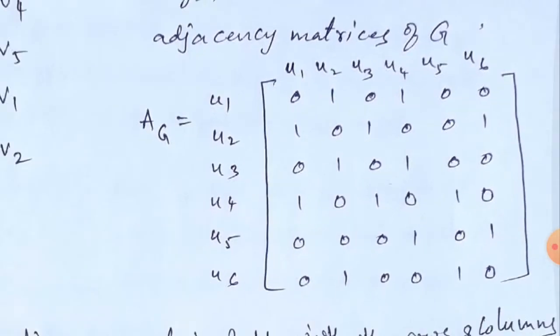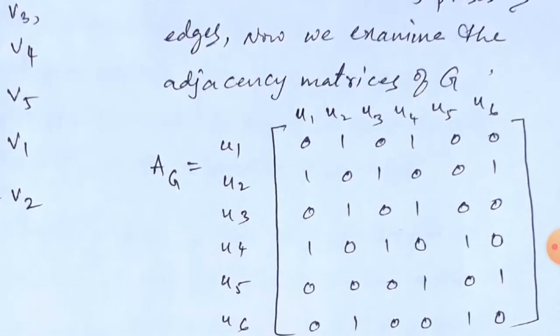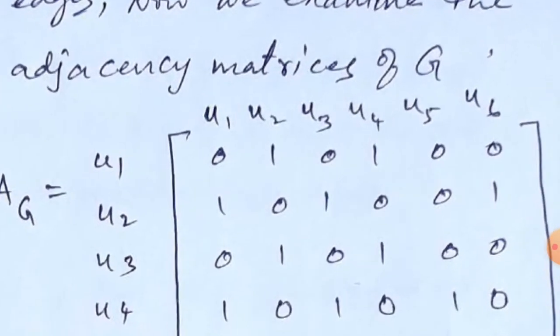Now find an edge in G. If no edge, we will put 0. U1 to U2 there is an edge, that's why we are taking it as 1. U1 U3 there is no edge. U1 U4 there is an edge, that's why we are taking it 1. Now U1 U5 there is no edge. U1 U6 there is no edge, that's why we have taken 0.